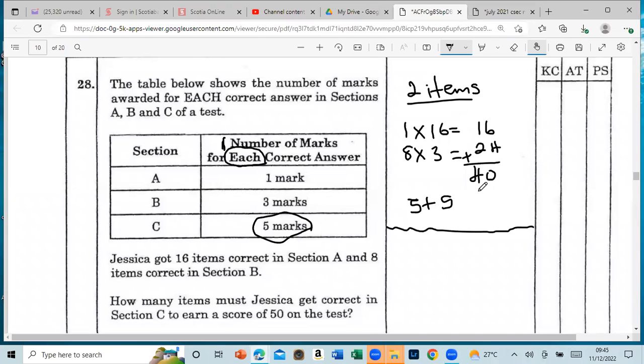I would have done the same thing here. What I would have done is probably subtract 40 from 50. And when I get 10, since I know that each one is worth 5 marks, I will divide 10 by 5. But both of us are correct. So it's correct. It's 2. All right.